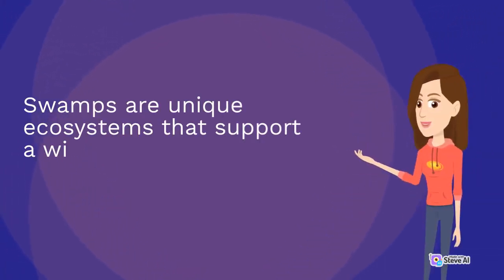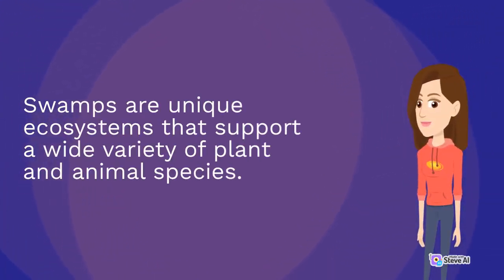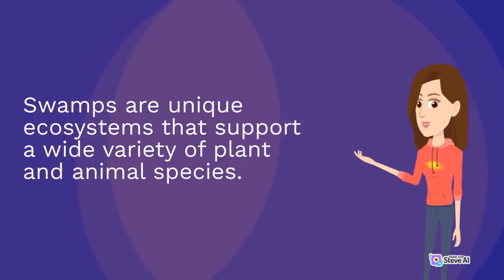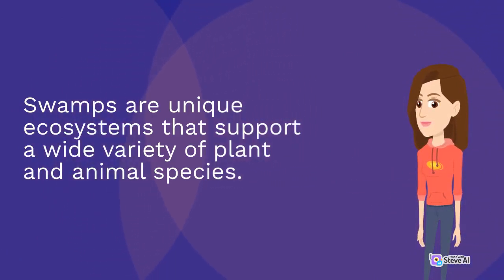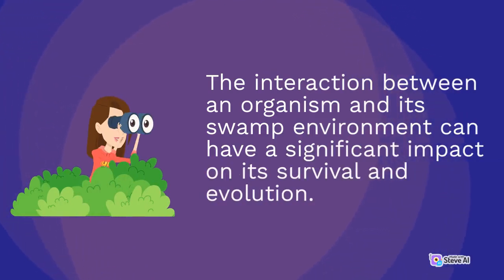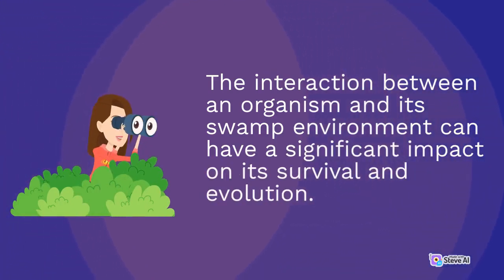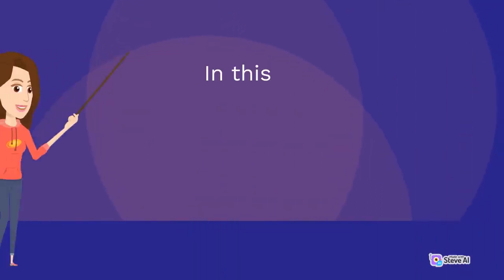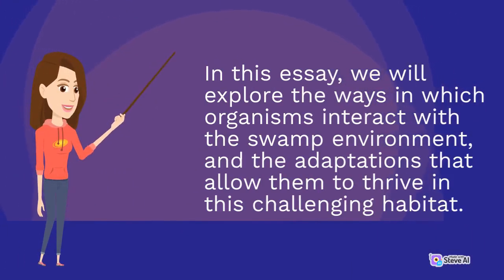Swamps are unique ecosystems that support a wide variety of plant and animal species. The interaction between an organism and its swamp environment can have a significant impact on its survival and evolution. In this essay, we will explore the ways in which organisms interact with the swamp environment, and the adaptations that allow them to thrive in this challenging habitat.